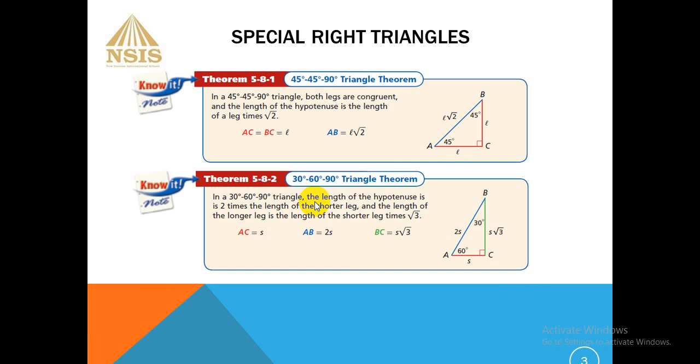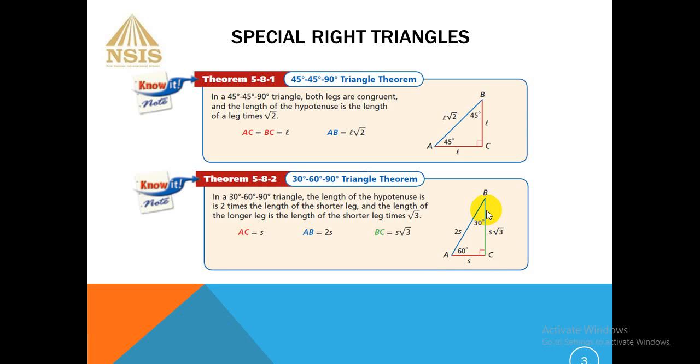And the other theory is for the triangle which has 30, 60, 90 degrees. Here I have a right angle triangle, C is the right angle, B is 30 and A is 60. If my hypotenuse, which is AB, is 2S, then the side opposite to the 30 degree, which is AC, is half the hypotenuse. So if this is 2S, this will be S. If this is 10, this will be 5. If this is 14, this will be 7.